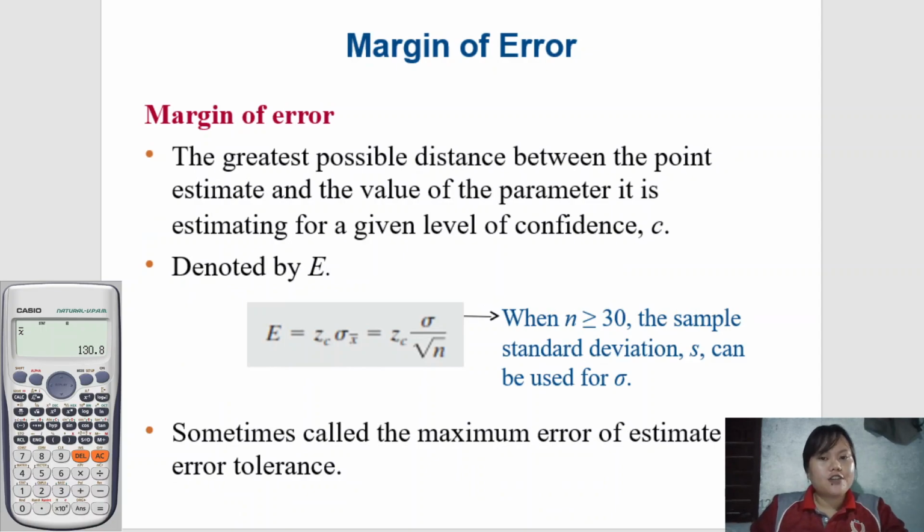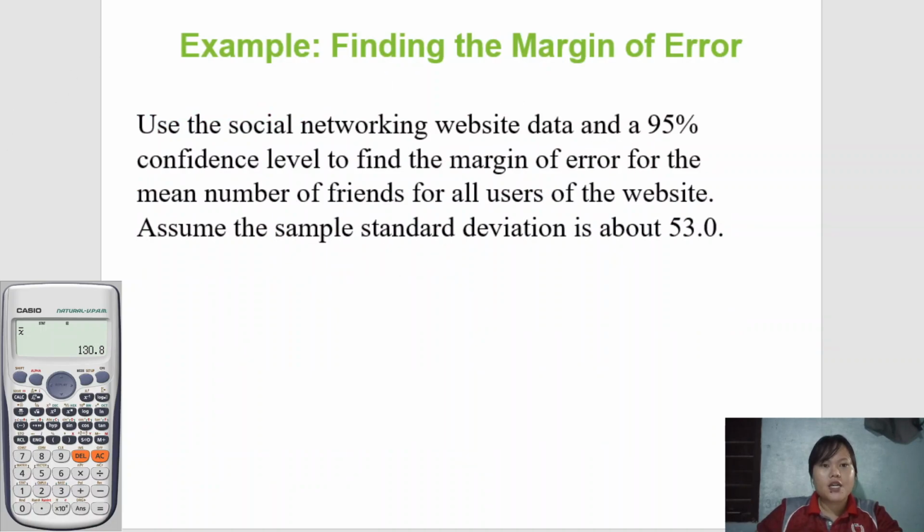So next is the margin of error. Margin of error is the greatest possible distance between the point estimate and the value of the parameter it is estimated. Okay, so this is denoted by E, which is equal to your ZC times standard deviation of x bar, which is equal to ZC multiplied by standard deviation over square root of n. Okay, so again, this applies if in case your population is greater than or equal to 30, which is considered as large samples. Okay, so we can now proceed with this example.